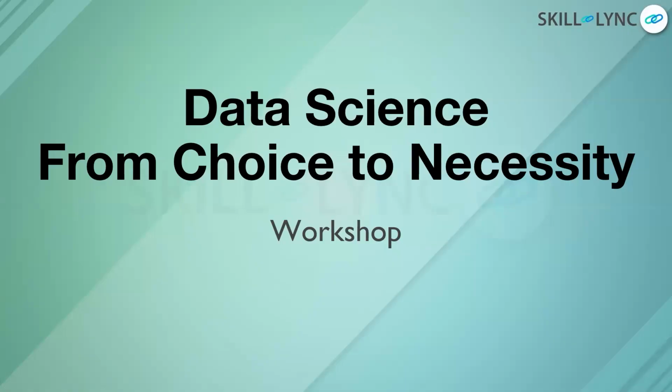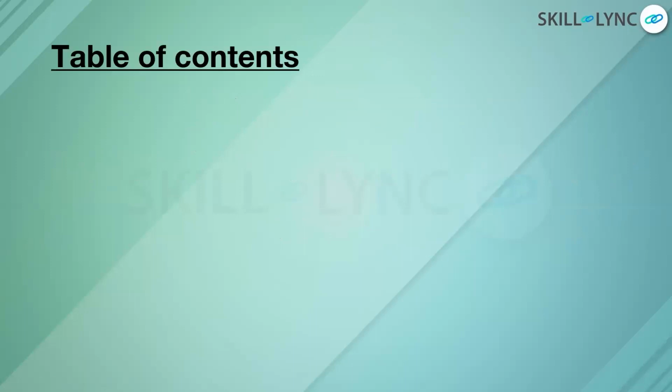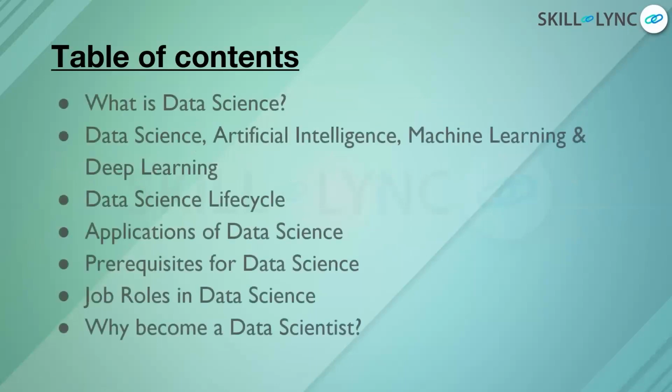So we are starting with the title of the workshop: Data Science from Choice to Necessity. Table of contents in this workshop: we will talk about data science. So what exactly is data science? What is the major difference among the terms data science, artificial intelligence, machine learning and deep learning?